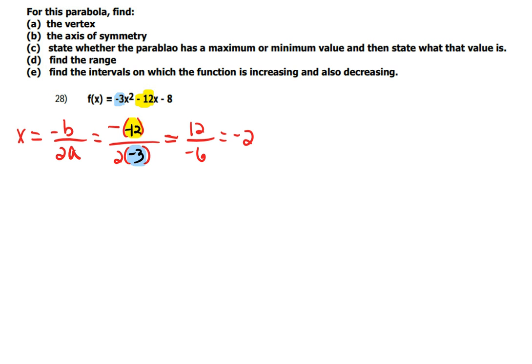So now we have to calculate f of the negative 2. And f of x was negative 3x squared minus 12x minus 8. So it's going to be negative 3 times the negative 2 squared minus 12 times the negative 2 minus 8.